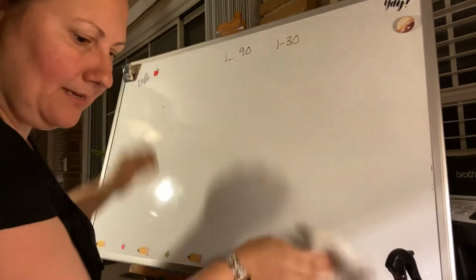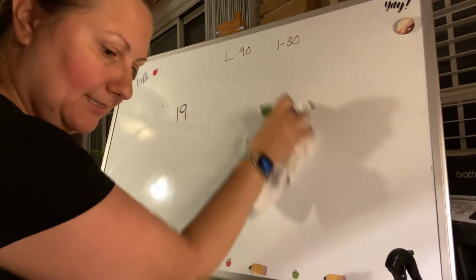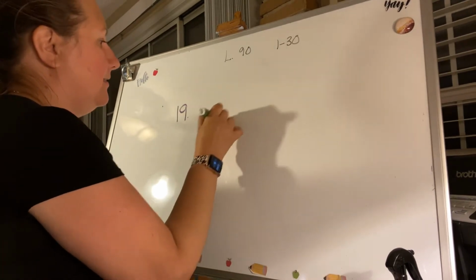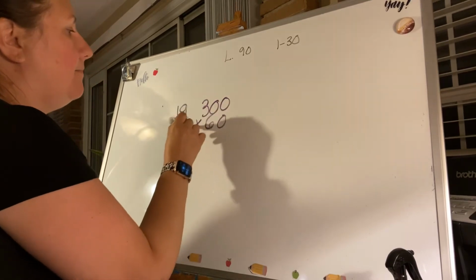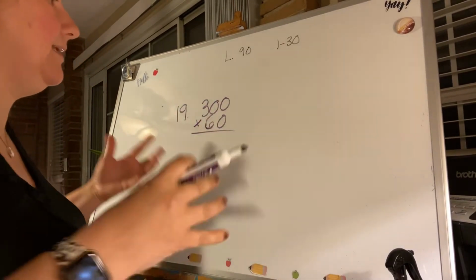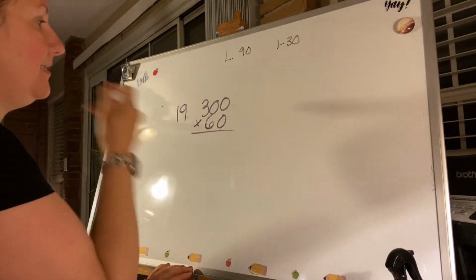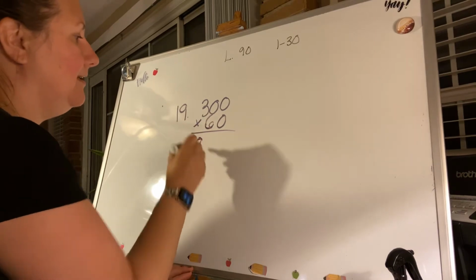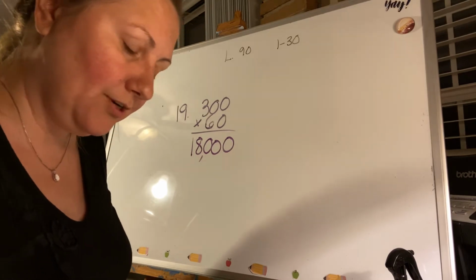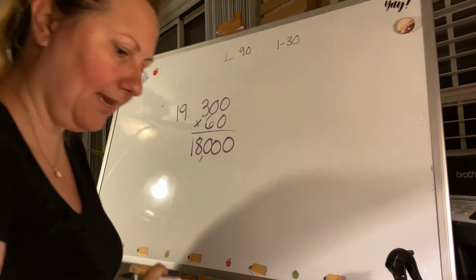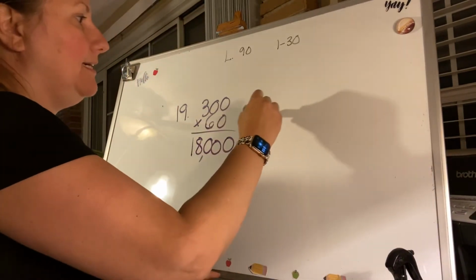Let's see what's next. Number 19 says 60 times 300. I always like to put the bigger number at the top. But in any case, I'm seeing a bunch of multiples of 10. I see 3 times 6 is 18, and add 1, 2, 3 zeros. Number 19's answer is 18,000. Okay, moving right along. Let's switch to another color. Number 20.